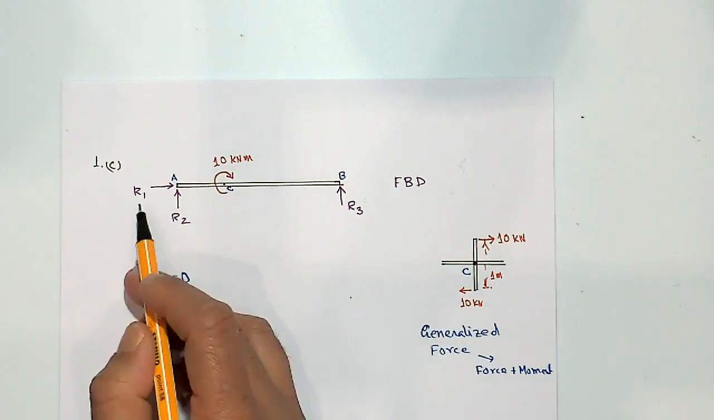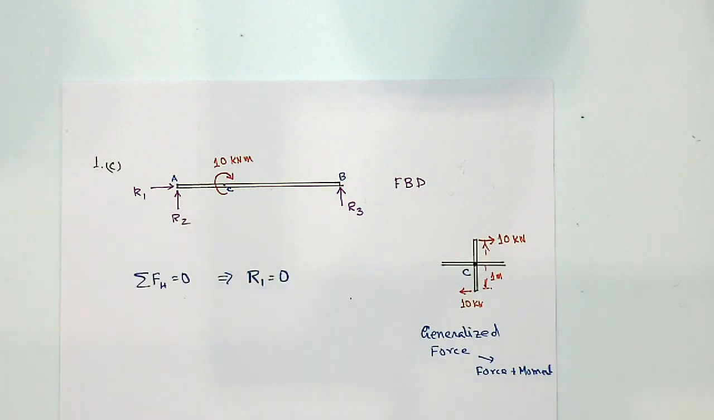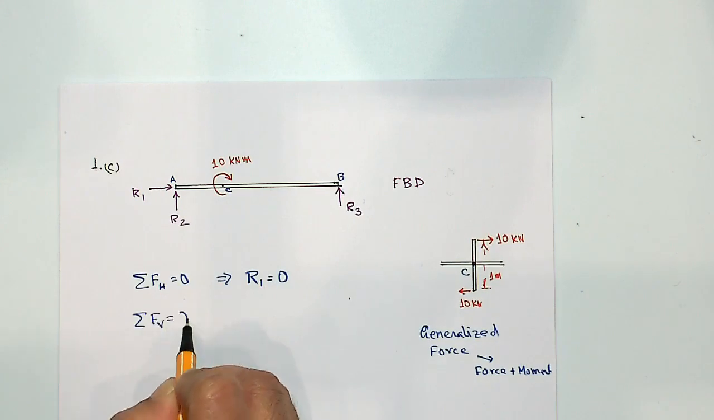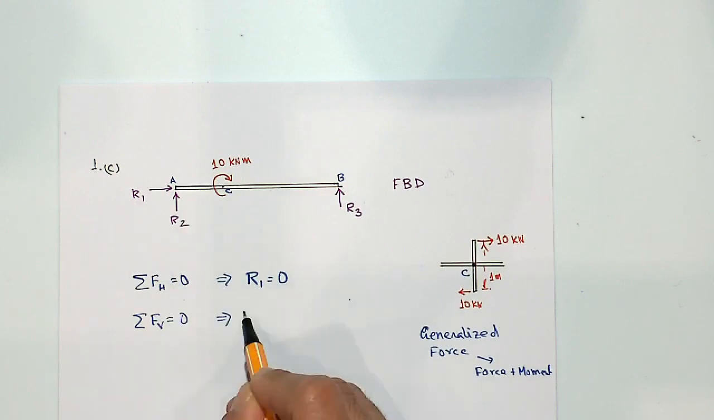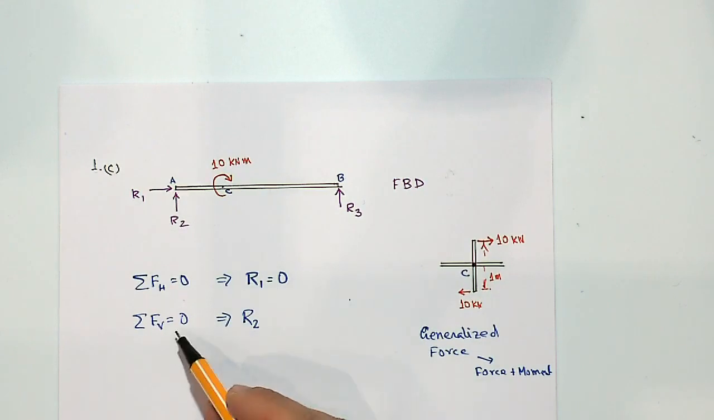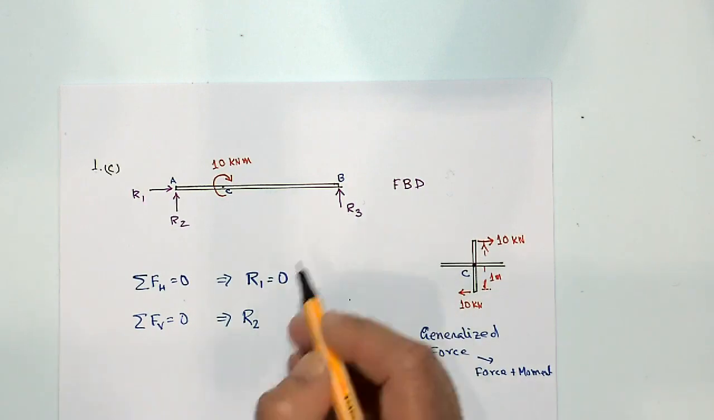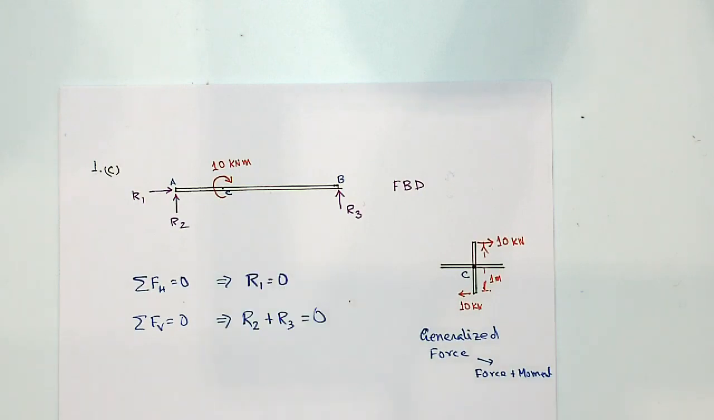Summation of horizontal force equals 0 means only one horizontal force, which is R1, and that would be equal to 0. What about summation of vertical forces equals 0? R1 is not vertical, R2 is vertical. What about the 10 kilonewton meter moment? Should that come into this equation? Yes or no? No. Whereas R3 should come, so R2 plus R3 is equal to 0. The 10 kilonewton meter does not come into the picture at all.